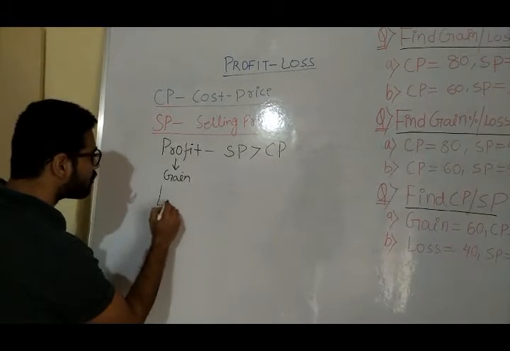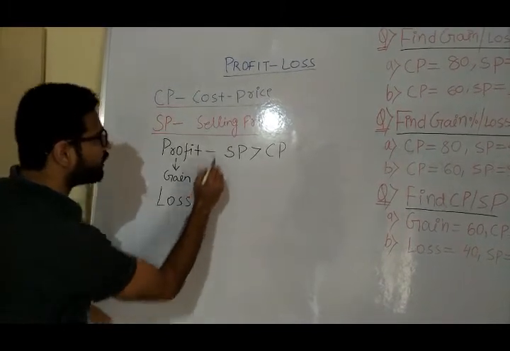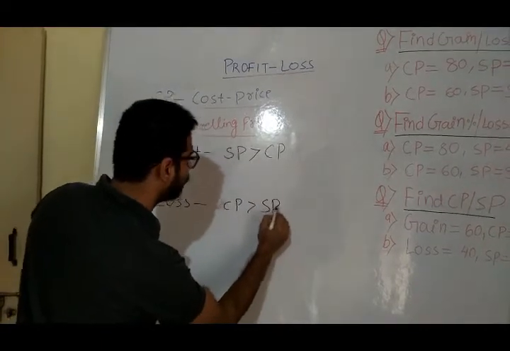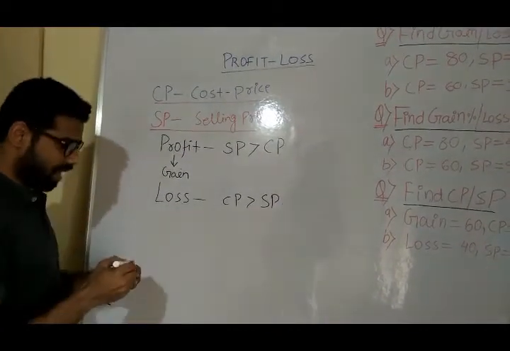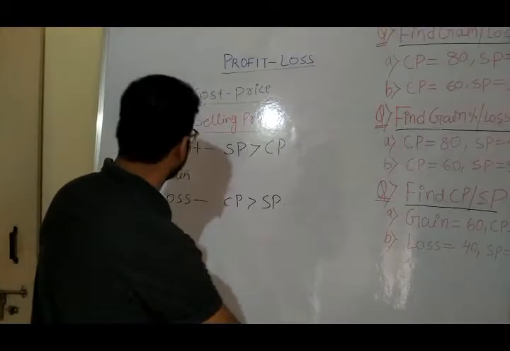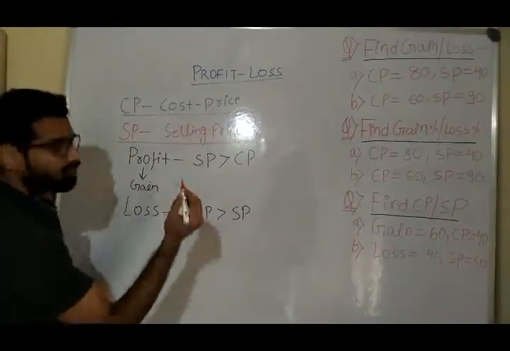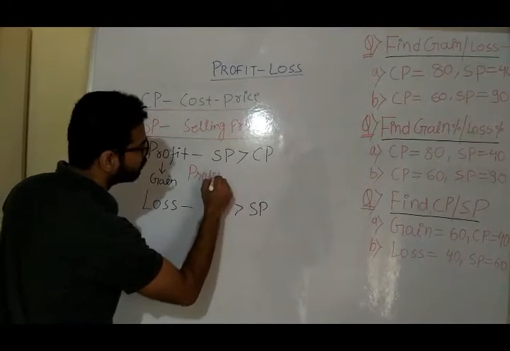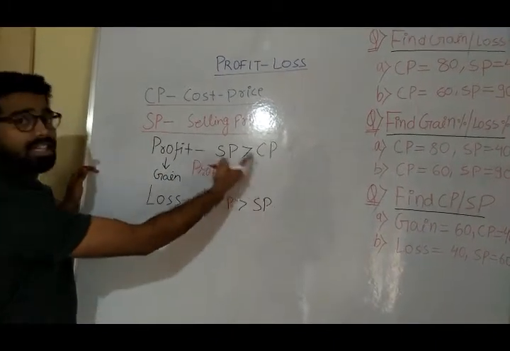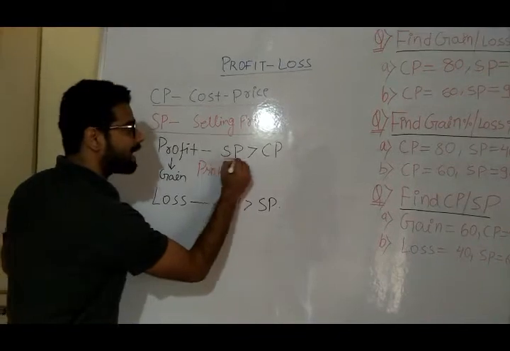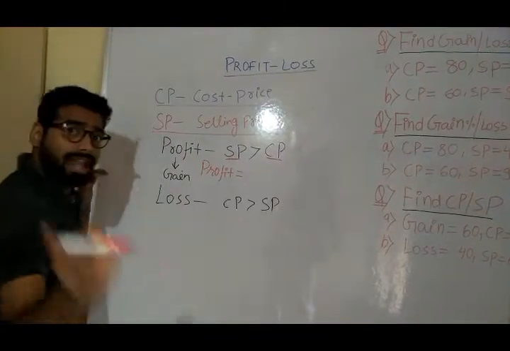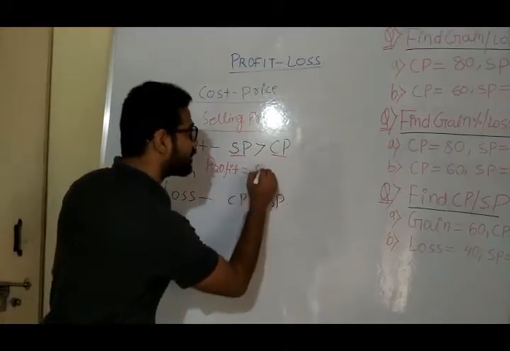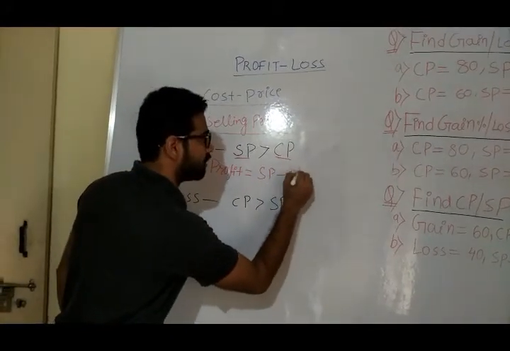And then what is loss? Vice versa. If cost price is greater than selling price, then we call it loss. Have you understood the concept? Now we can make one formula from here. Profit is equal to what? If SP is greater than CP, then we can write SP minus CP, and we get the profit.